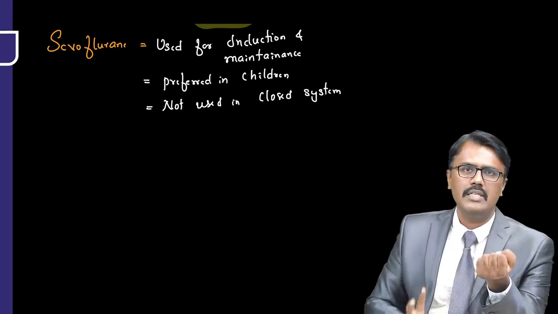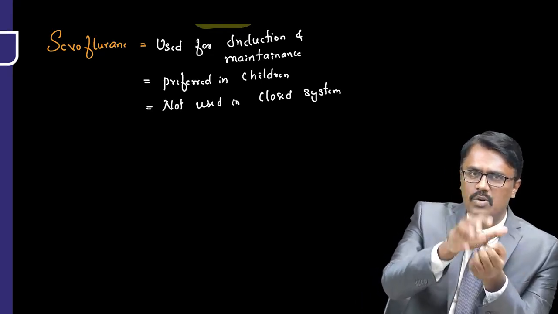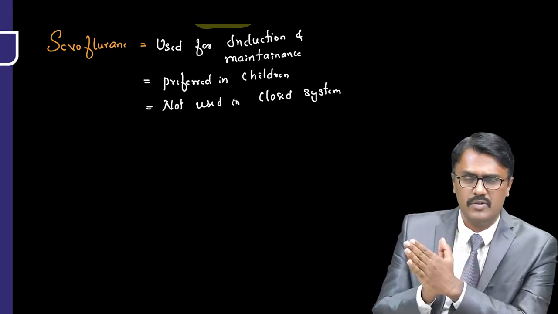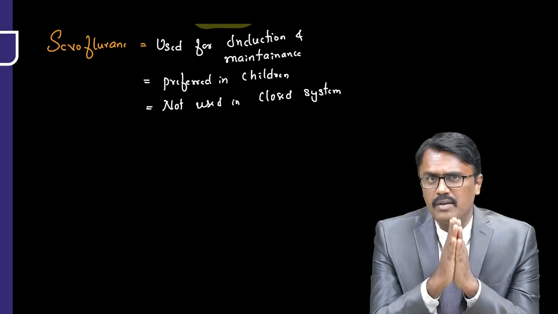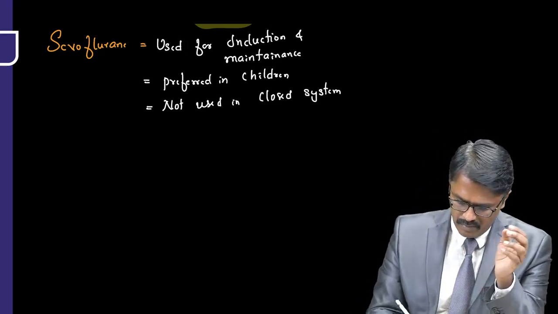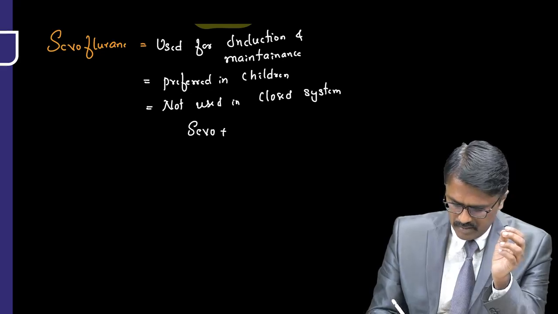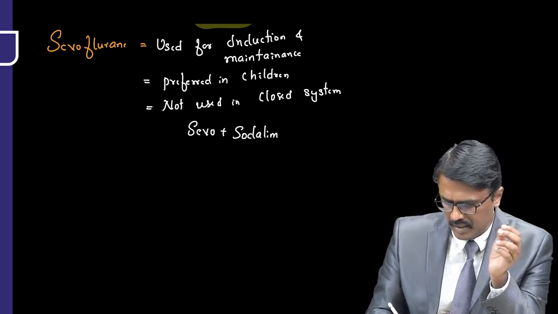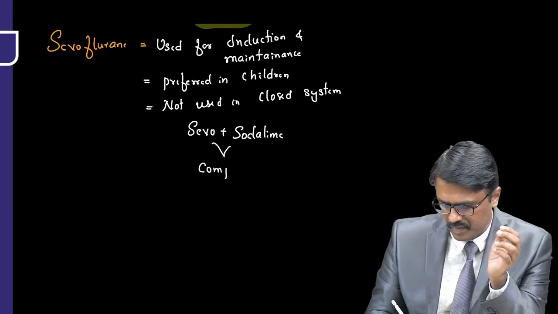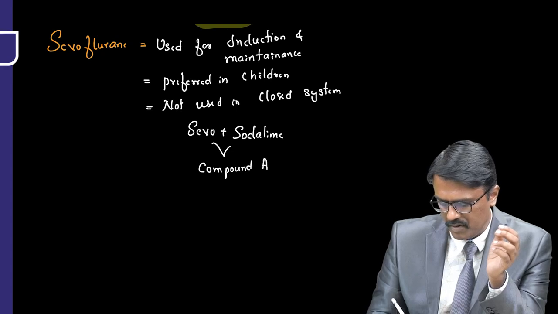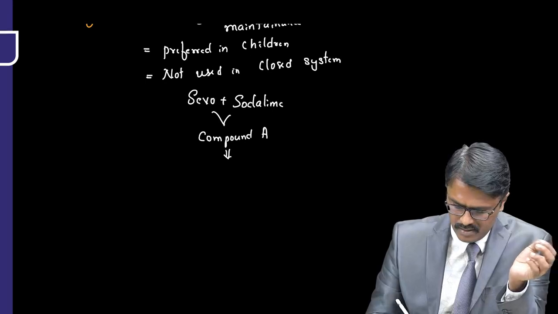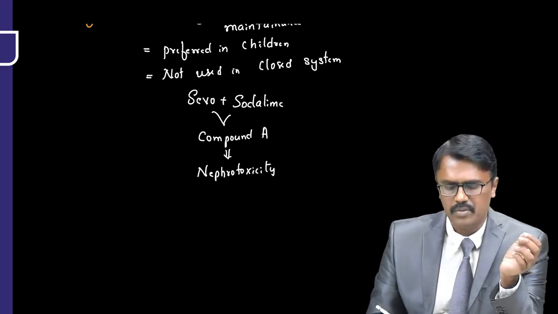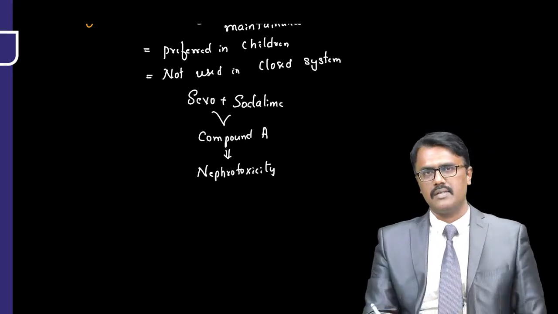But when you give sevoflurane, there is soda lime. It combines with soda lime and forms a toxic compound, and that compound is toxic to the kidneys. So that's why you don't use sevoflurane in a closed system. So the problem is sevoflurane combines with soda lime and forms compound A. That is the name given to the toxic one, and it can cause nephrotoxicity. That is about the inhaled anesthetics.